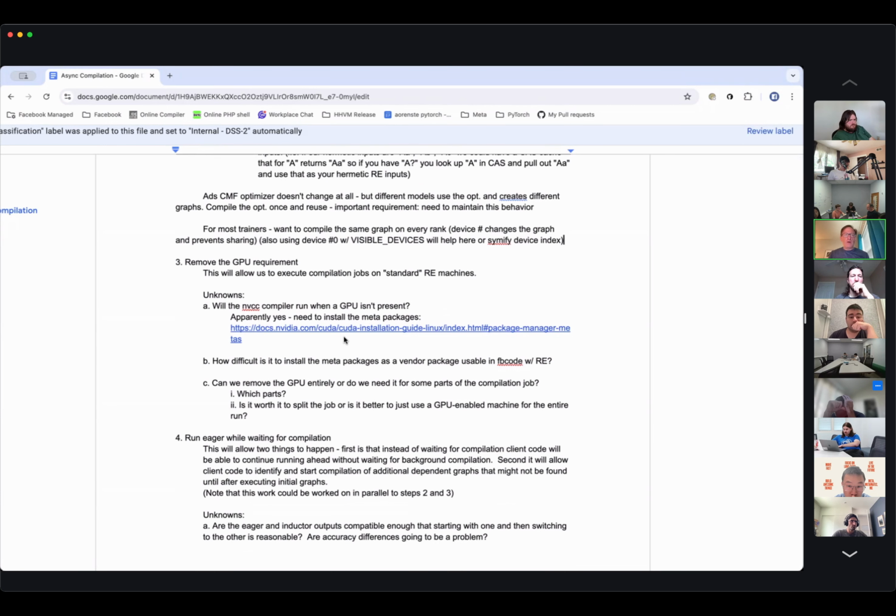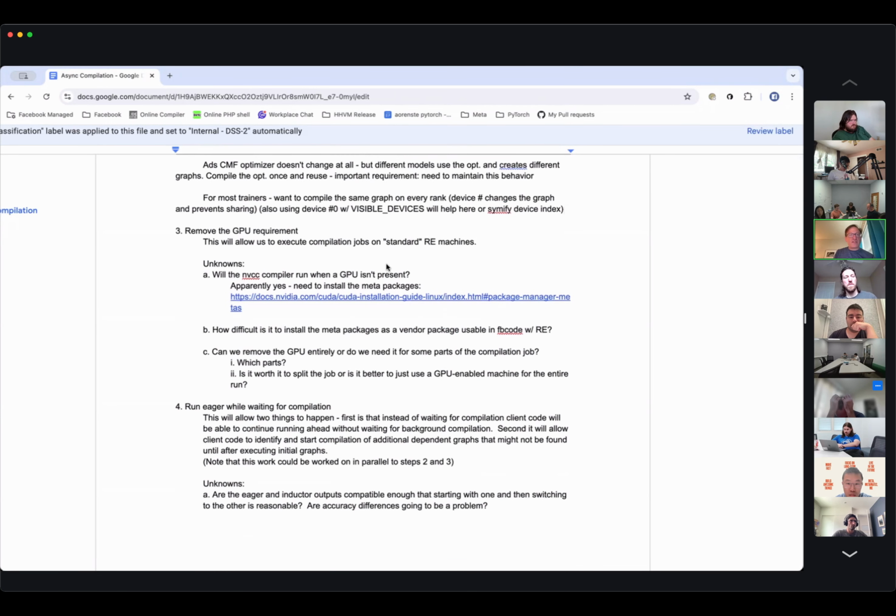Okay, so the next milestone will be removing the GPU requirement. This is taking the stuff from the last step and making it so we can cross compile on a machine that doesn't actually have a GPU. In theory, we can install the tool chain and just run it. I mean, that's the hope. The reality, I guess we'll find out when we get there, right?